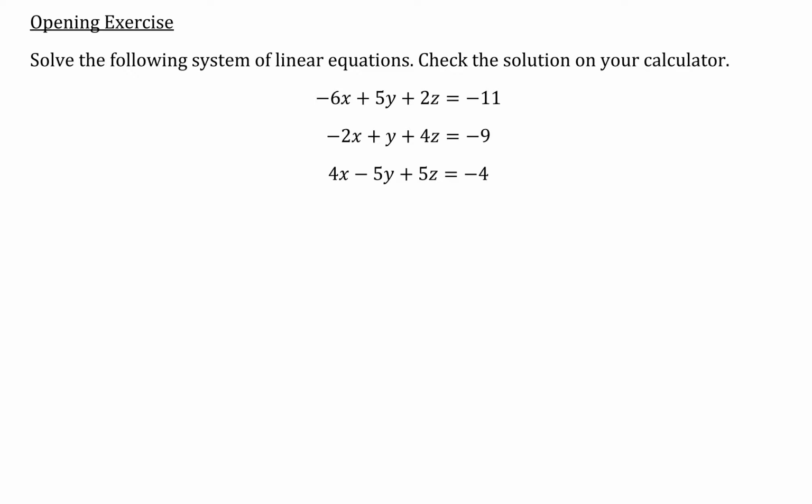If I was plugging this into the calculator, I'm putting in a 3x3 matrix. So I'd plug in -6, -2, 4 as my first column. My second column would be 5, 1, -5. My third column would be 2, 4, 5. And my last column would be -11, -9, and -4. And remember, when you're plugging that into your calculator, you're using RREF. You can use all of the steps in that video to solve. So I'm just going to plug that in really quickly here.